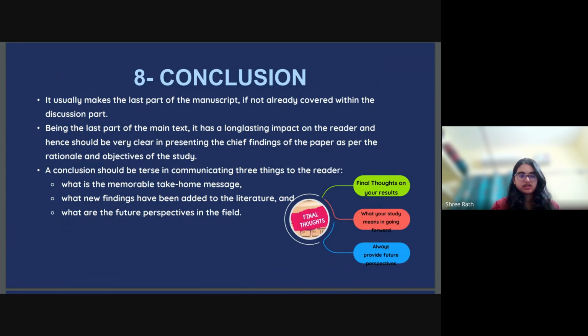And then finally, the conclusion. So this is the last part. Sometimes people include it as a part of their discussion. Sometimes they keep it separate. But this again is the take-home message. You'll summarize what your results were, what your thoughts are, and what implications they have on medicine, on clinical practice, and some future perspectives on what new studies should be done, and what can be done basically to integrate this finding into routine clinical practice.